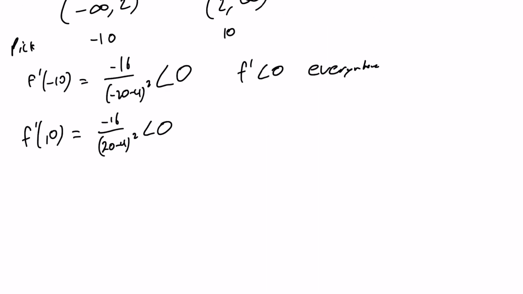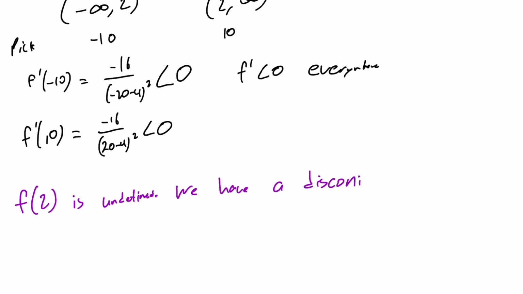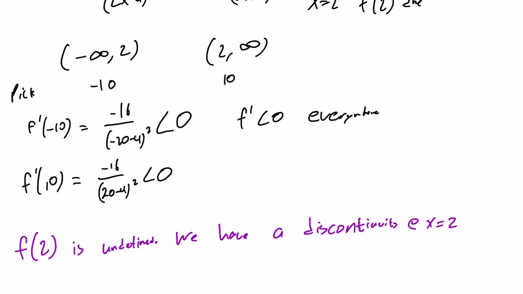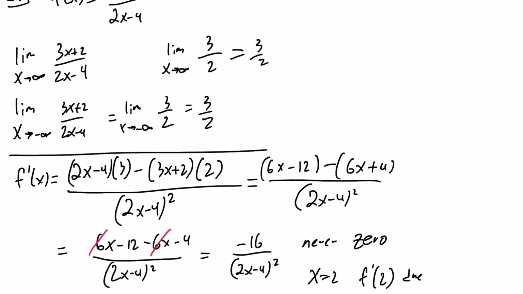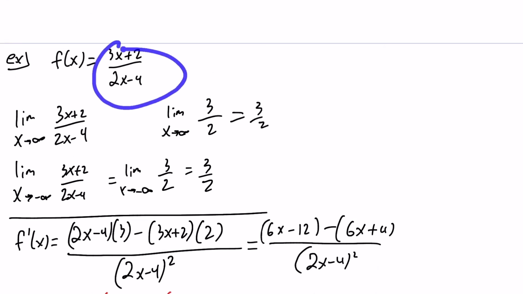So this adds another extra wrinkle. So let me change colors here. F of 2 is undefined. We have a discontinuity at 2. Discontinuity at x equals 2. What do we do with this? Okay, turns out, luckily for us, it's the only place where we have a discontinuity.